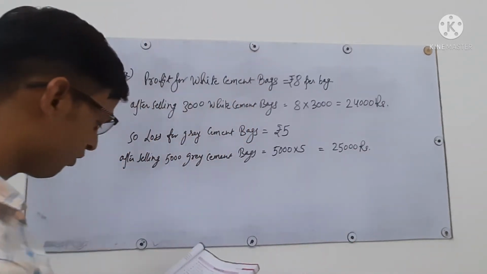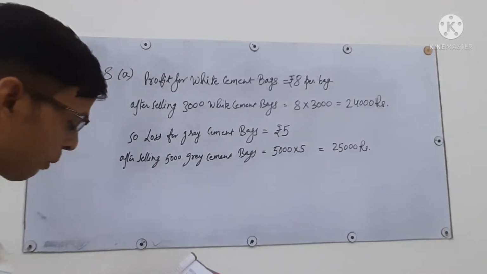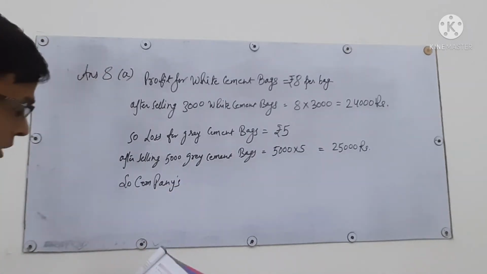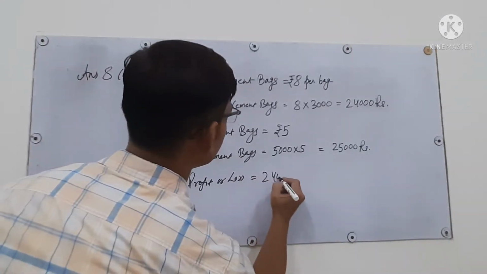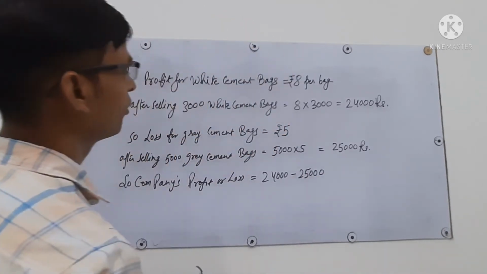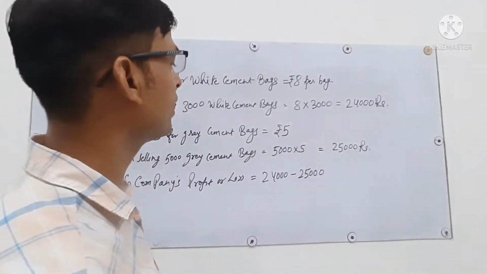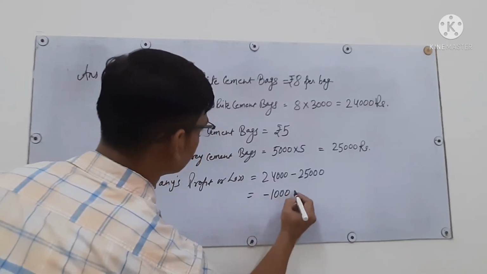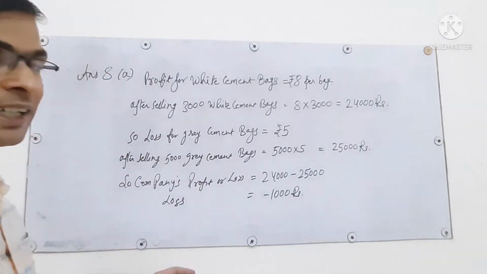Yes, it will be 25,000 rupees. So now we have to find what is its profit or loss. So profit is 24,000 and loss is 25,000. So the company's profit or loss will be 24,000 minus 25,000. Why will it be minus? Because the company has sold grey cement bags at a loss of rupees 5. Okay, so for 5000 bags it will be 25,000, but 25,000 will be a negative integer. So it will be minus 1000 rupees. So here the loss will be minus 1000 rupees.